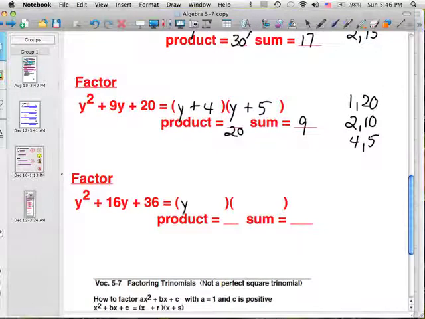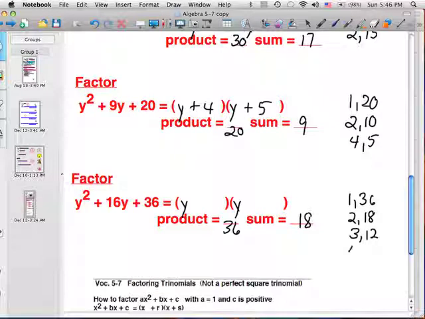And the last example, take the square root of y squared. I need two numbers that multiply together to make 36 and added together make 18. So taking the factors of 36, 1 and 36 do not work. 2 and 18 add up to 20, that won't work. 3 and 12 won't work. 4 and 9 make 13, and 6 and 6 make 12.